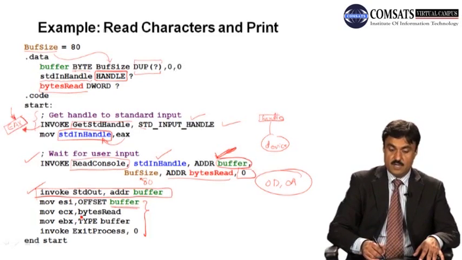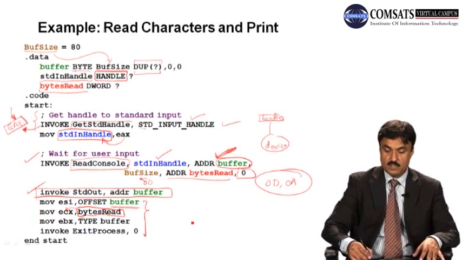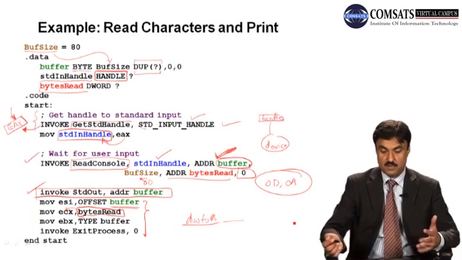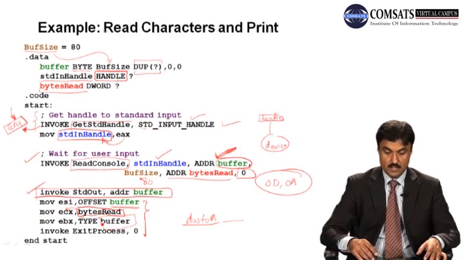If I want to know how many bytes have been read, this information is inside the bytes read, so I will transfer it into ECX. Or if you want to print them, you can convert this double word to ASCII, DWA to A, invoke this to some string, and print that out also. And you can see the type of the buffer. Definitely you will see the output in the EBX.